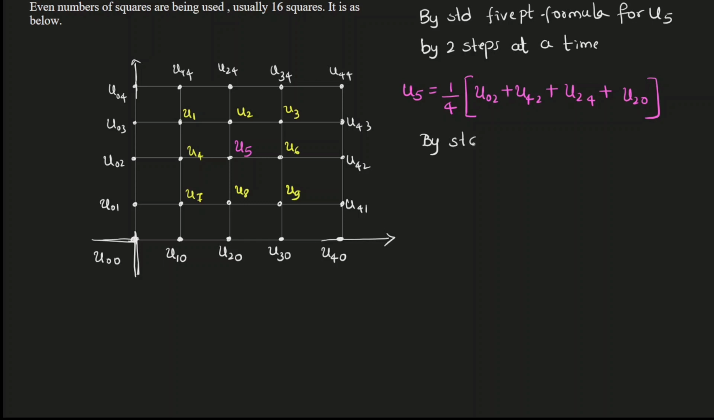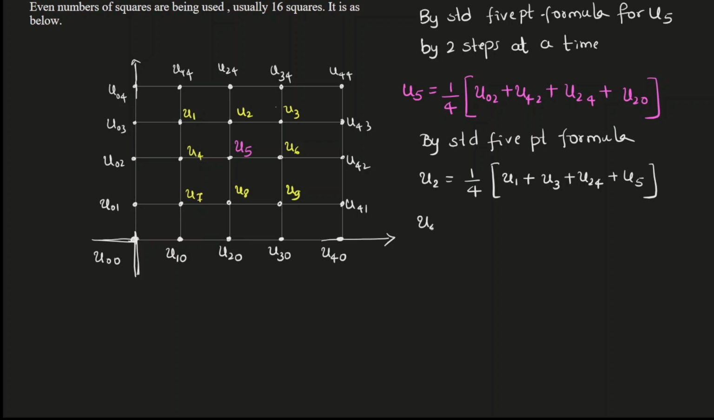We'll continue this only by standard 5-point formula. First, we'll write down the values for the even ones. So, U2 is equal to 1 by 4. This is U2. So U1 plus U3 plus U24 plus U5. Hope you got now. For U2: U1, U3, U24, and U5.